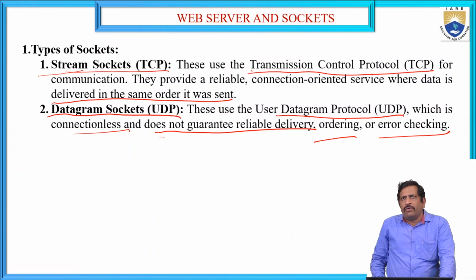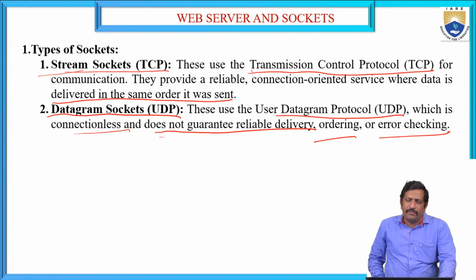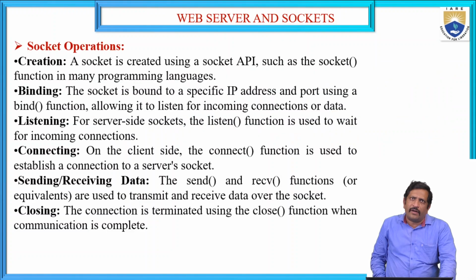But the connection-oriented service, TCP, gives the guarantee for reliable delivery and for ordering of the data. Error checking is also effectively done if any errors arise while transmitting data between the client and the server. So these are the types of sockets. With these two types, we can establish communication over the same network or a different network.